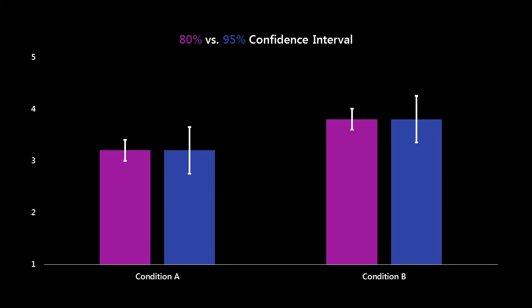Condition A appears lower than condition B. And then at 95%, you get these great big confidence intervals. And then at 80%, you get these nice, tight confidence intervals. And basically, the only difference that exists here, sample size is exactly the same. We're just doing the calculation with slightly different numbers.